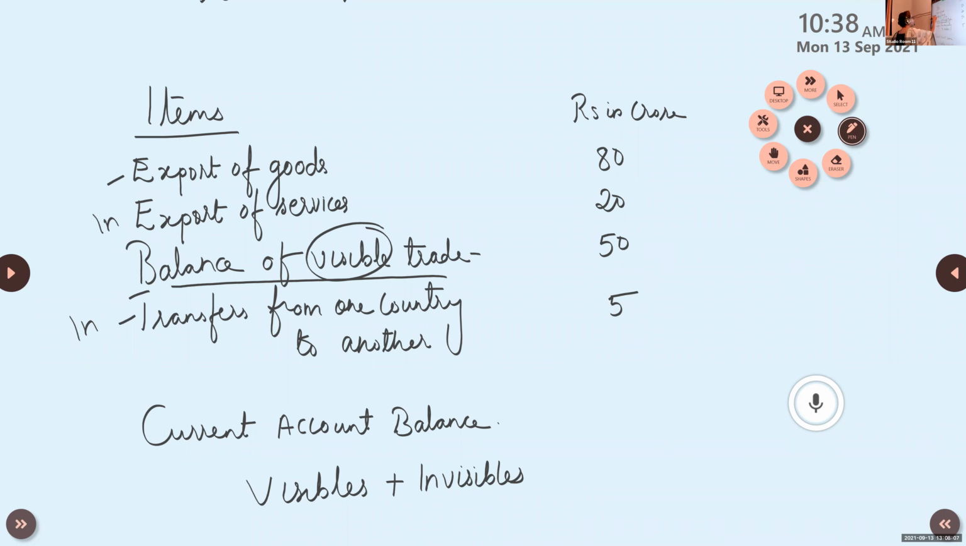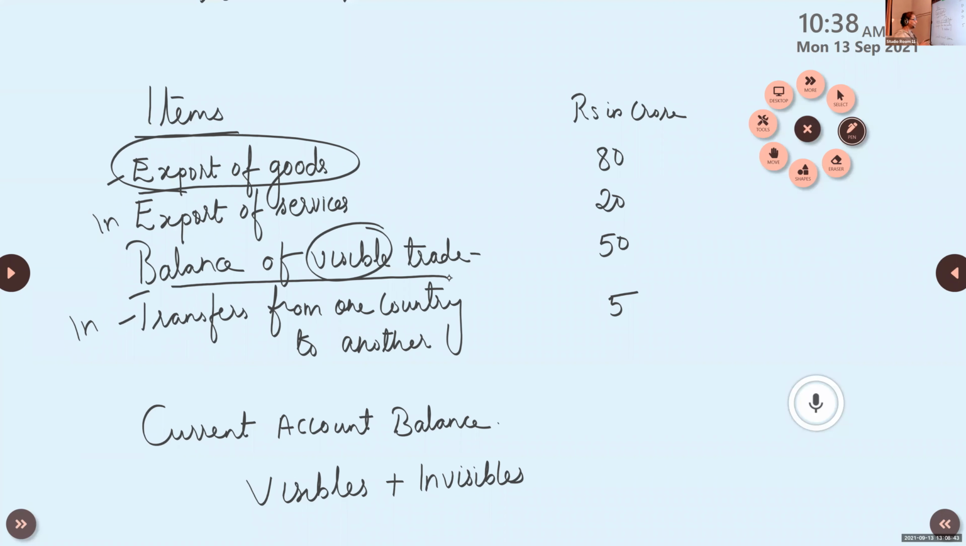Now here they have given separately one export of goods. Do we need to include that? So that's what I told, you need not take this export of goods because the balance of visible trade already includes the export of goods. So we need not take that. So just see what is given thoroughly. Sometimes they may give you like this to confuse you. So we need not take the export of goods separately here.